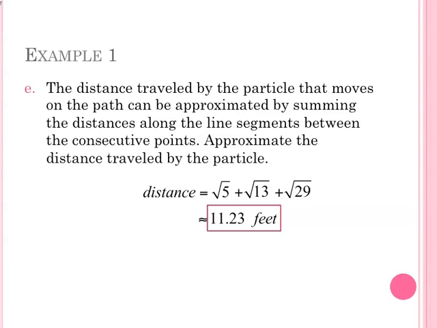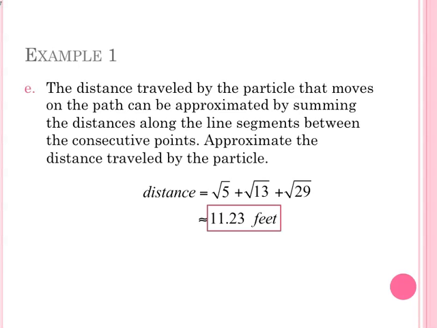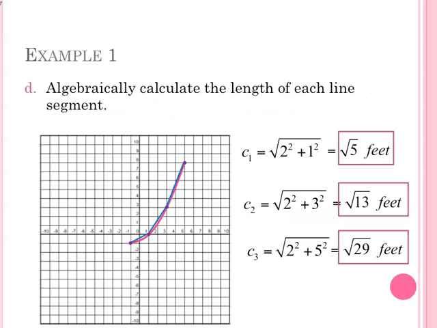Now, let's analyze this. Do you think that your approximation is too large or too small? Explain your reasoning. Okay, so we came up with an approximation of 11.23 feet. Now, how do we know if it's too large or too small? Well, take a look at the picture that we have here, right? The pink curve is the actual distance that the particle's traveling, whereas the blue lines are approximations, but they're just the slightest bit shorter, right?